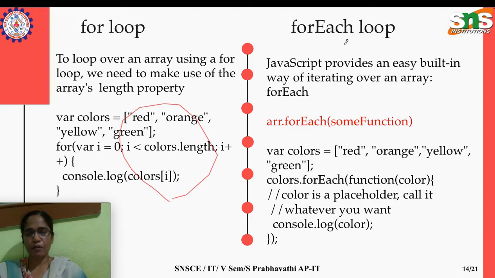And the second one, forEach. Instead of having this complex for loop statement, it's similar to the for in statement. Here is an array, so forEach will take its argument as one function. See here, colors is an array, so its syntax is array name dot forEach some function.